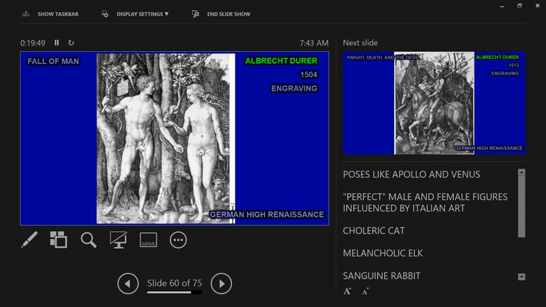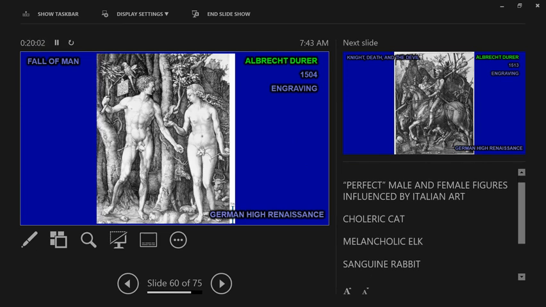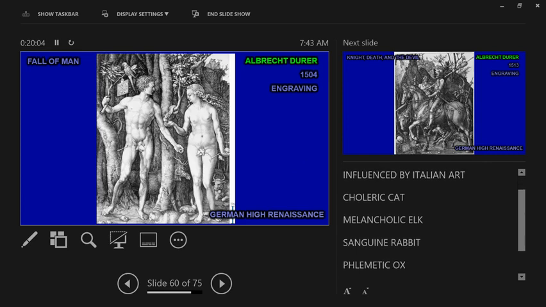Another print that I wanted to share with you is The Fall of Man. This is where Adam and Eve eat the forbidden fruit of knowledge, and they are expelled from the Garden of Eden. They are depicted as, quote unquote, perfect male and female figures.